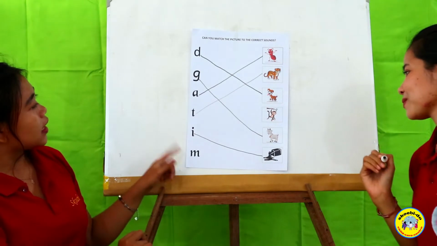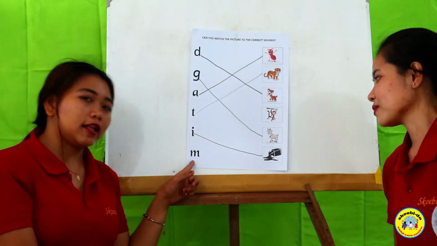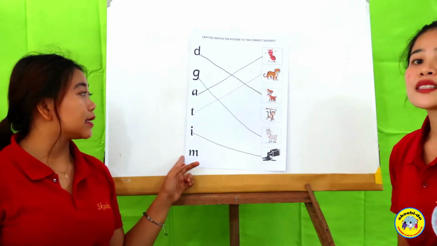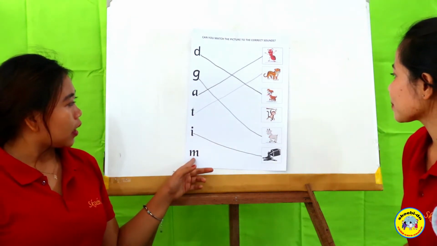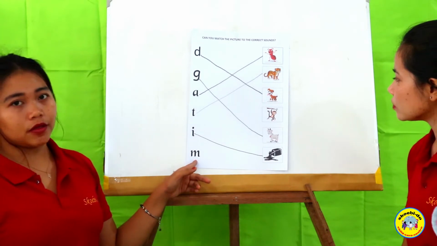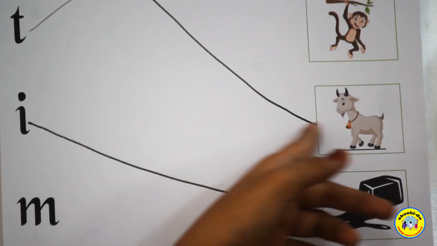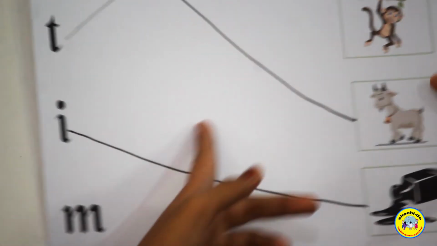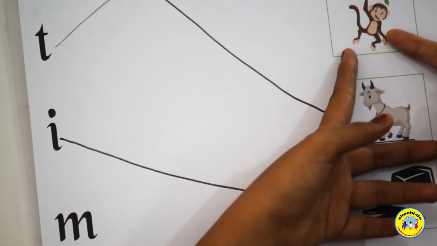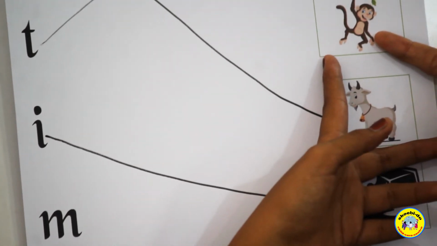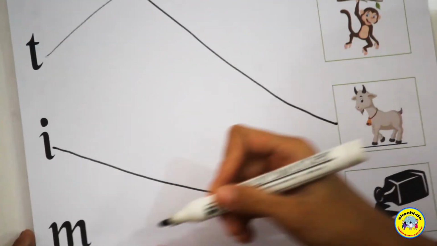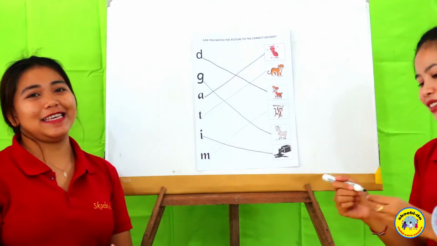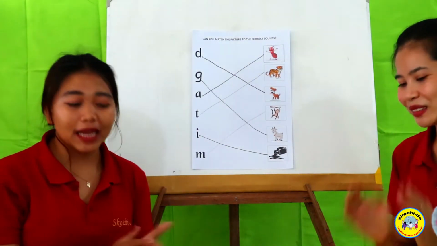Okay, the last one. This is letter M. Make the M sound. Okay, now let's find the correct picture. Is M for goat? No. Is M for monkey? Monkey. Yes. So M is for monkey. Yay. Well done, kids.